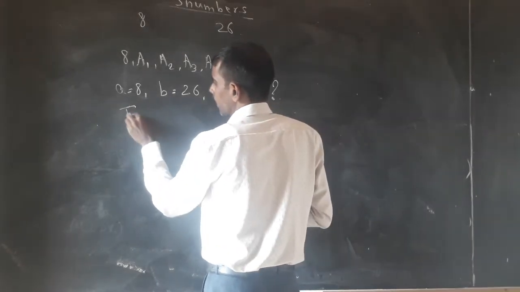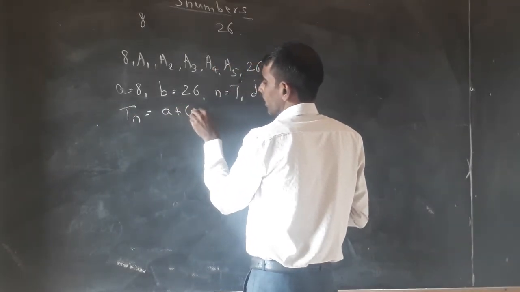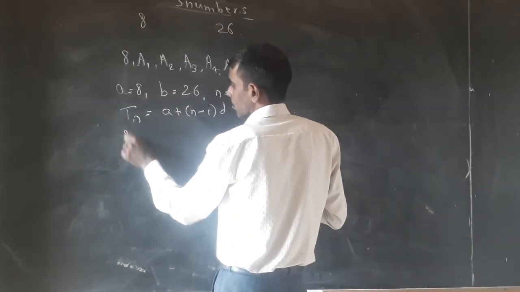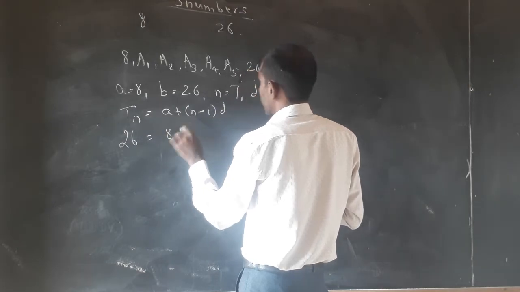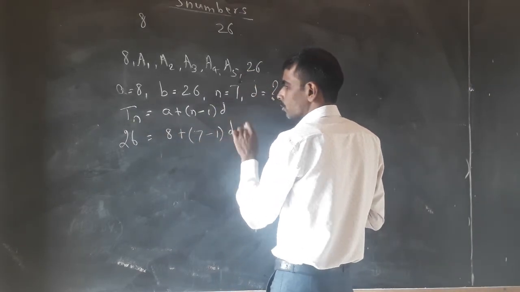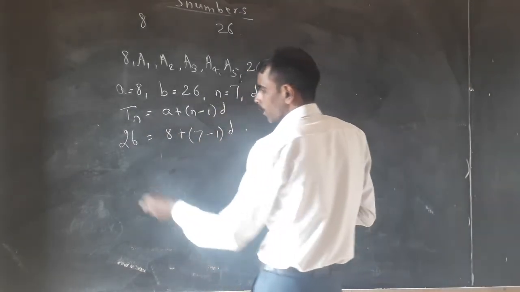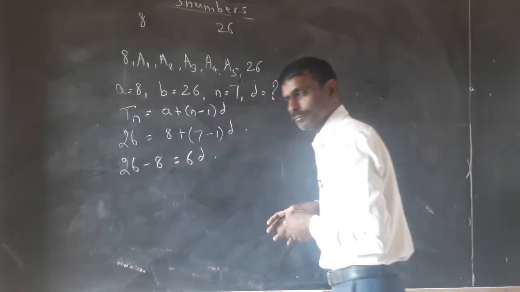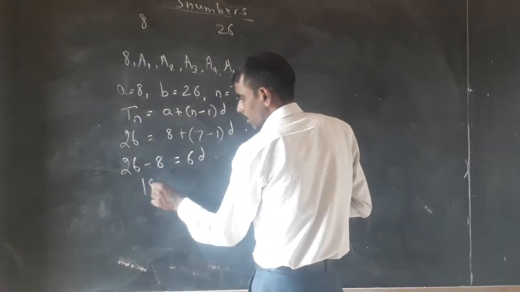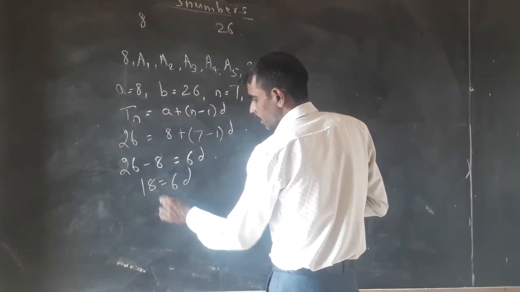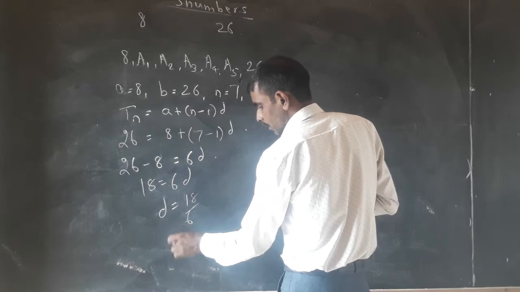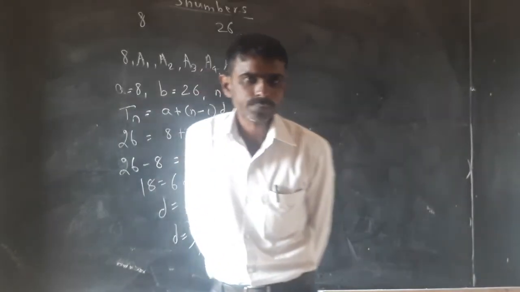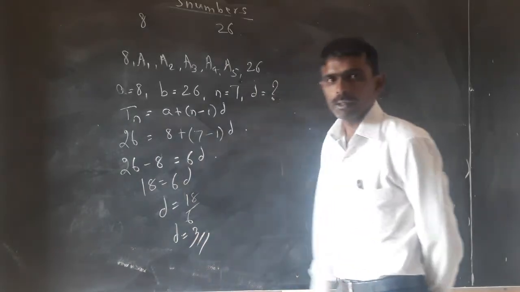Now Tn is equal to A plus n minus 1 into D. So Tn is B. So 26 is equal to 8 plus 7 minus 1 into D. So this will be 26 minus 8 is equal to 6D. So 18 is equal to 6D. D is equal to 18 by 6. Again the value of D is 3.